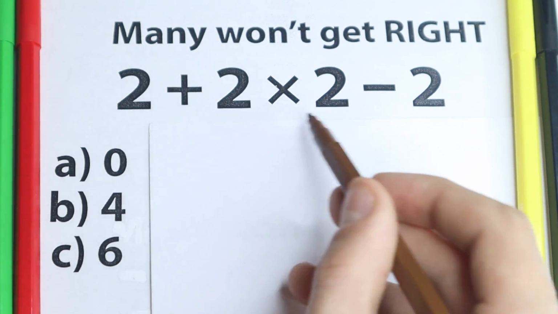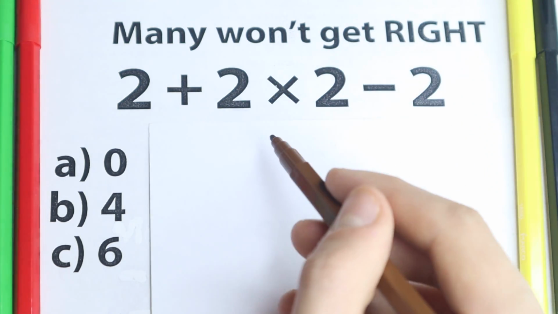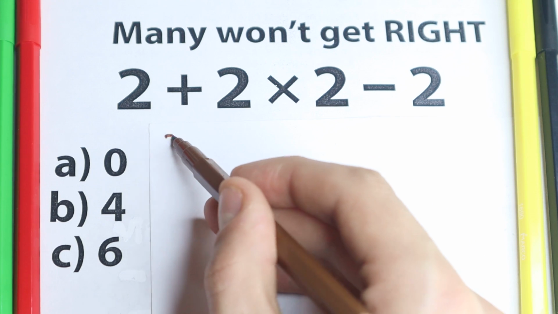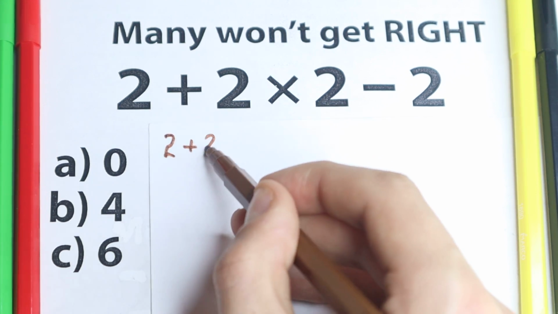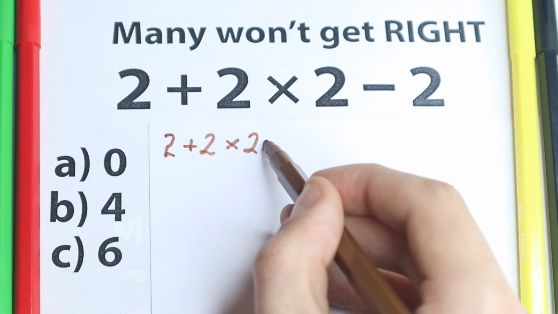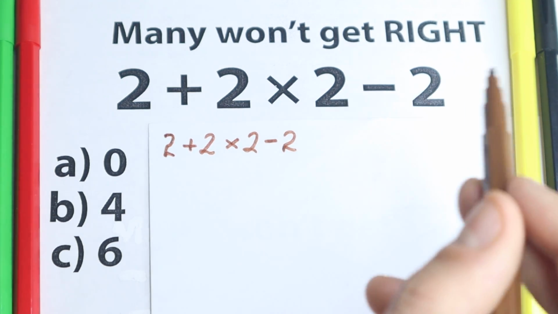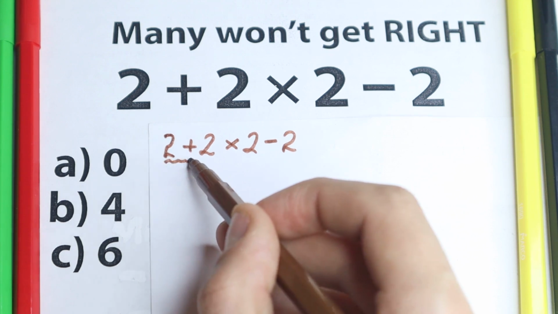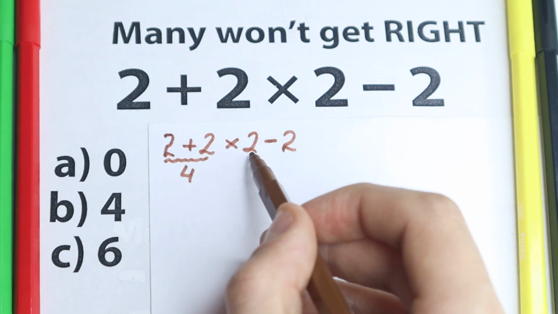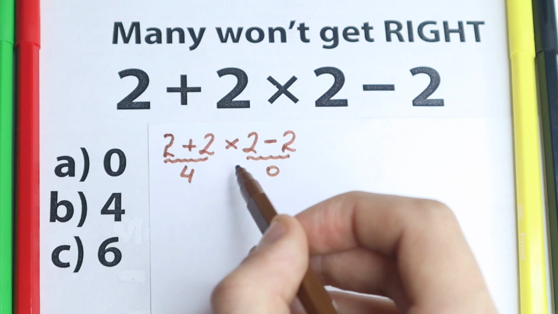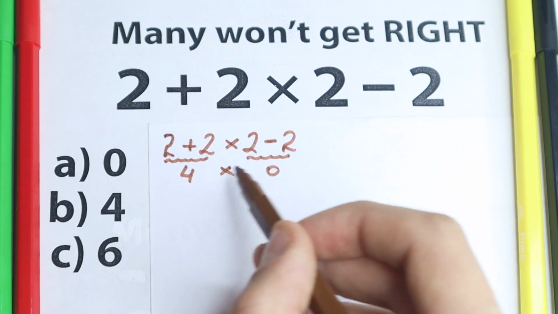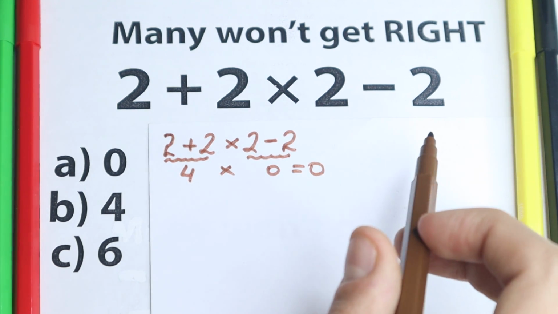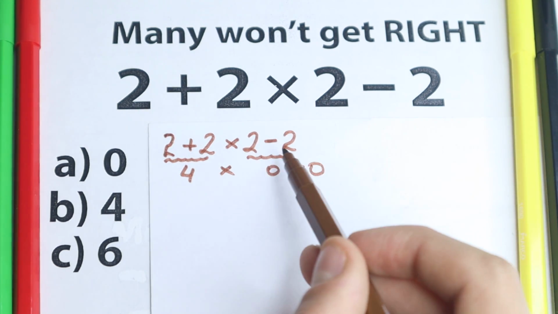Okay, first of all, I want to write this solution, and I think most of you solved it like this. We have 2 plus 2 times 2 minus 2. I feel one part of you solved it like that: 2 plus 2 equals 4, and 2 minus 2 equals 0. Then with the multiplication sign in the middle, 4 times 0 equals 0. I don't want to say whether this is correct or incorrect.